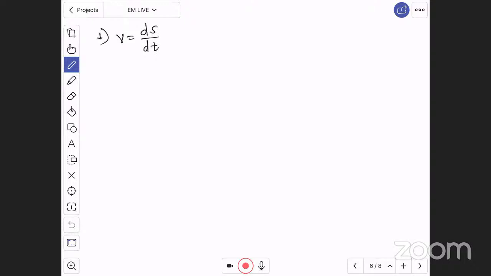Now if I draw displacement on y-axis and time on x-axis, now what is dy by dx? Change in y coordinate divided by change in x coordinate. It is slope of xy curve. Dy by dx is slope of xy curve. Similarly, can I say ds by dt here?